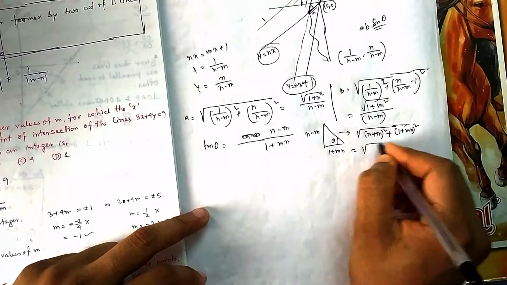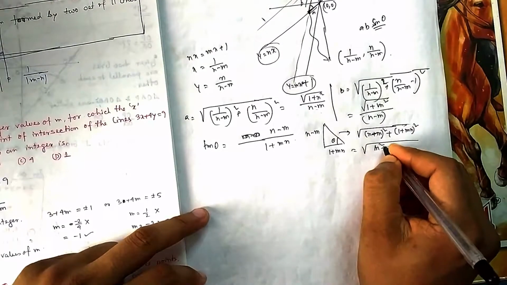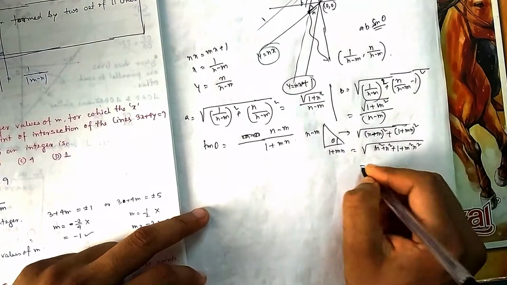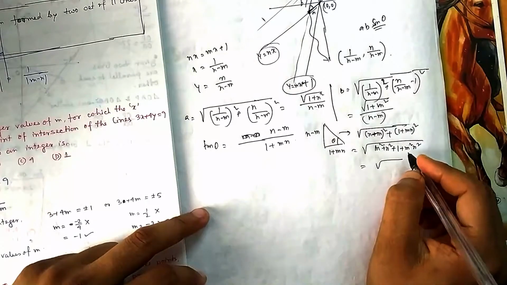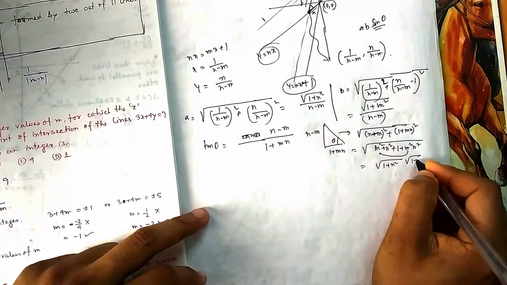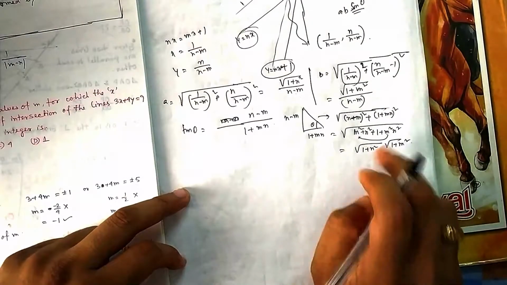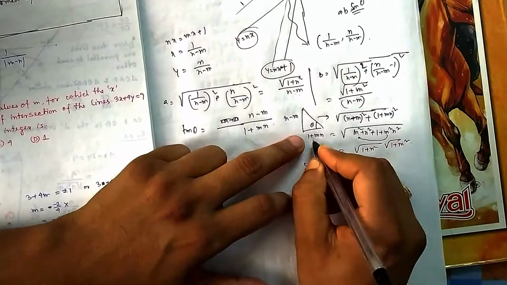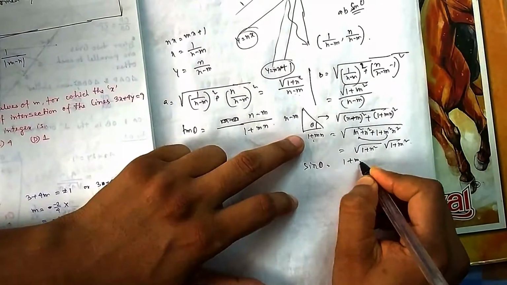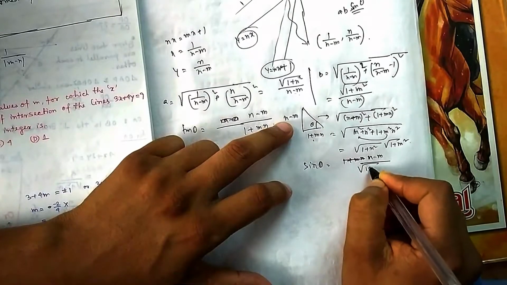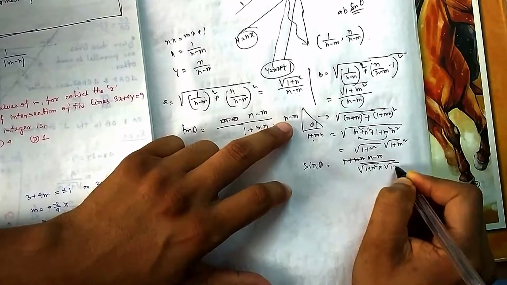If you do this one, it will be m square plus n square plus 1 plus m square n square. You can take m square common out of these two, so it will be 1 plus n square. You factorize it, you will find these 2 factors. So once you know this one, what will be your sin theta? Sin theta is n minus m, the height, by this one.